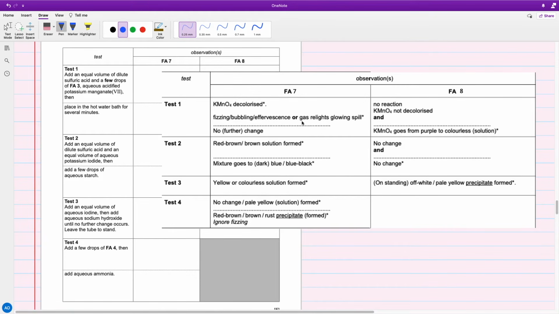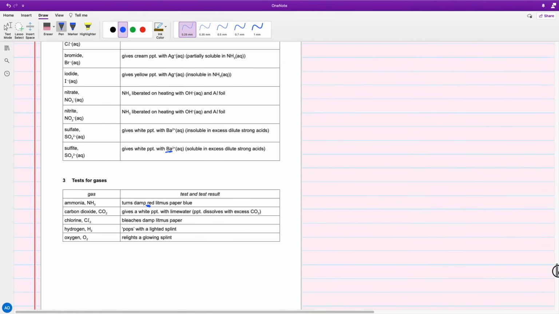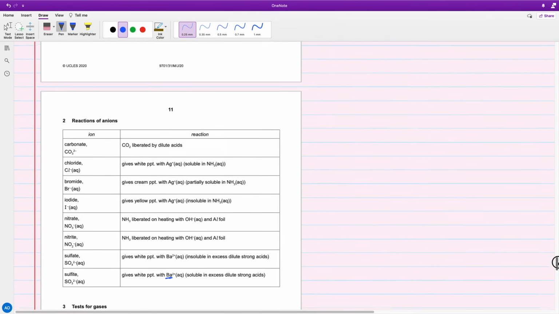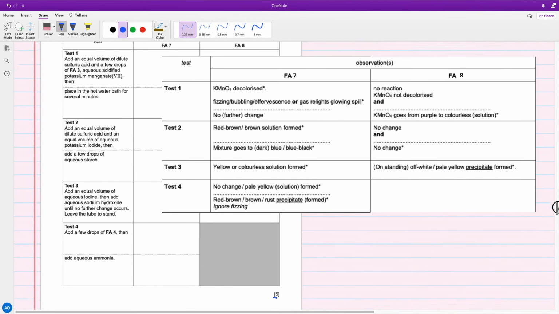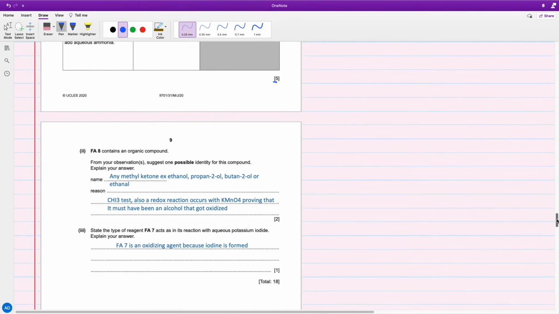yeah, so look at this for example. You notice that there's bubbling or effervescence. So you're going to go back to your gas tests. And for example, you can grab a glowing splint and you notice that it relights it. If it makes a pop sound, then you know it's hydrogen. And yeah, so let's go back up. So you can try any of these tests to see what you get. Okay, so let's move on to actually answering the question.